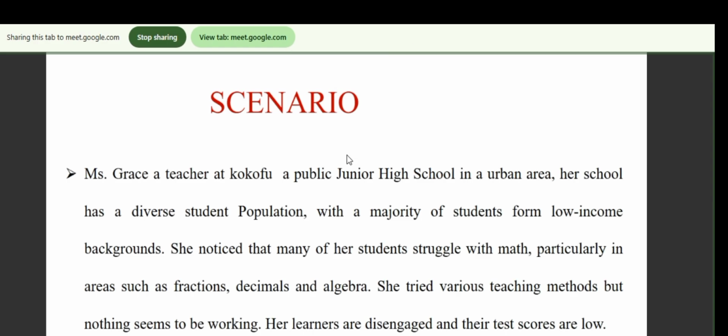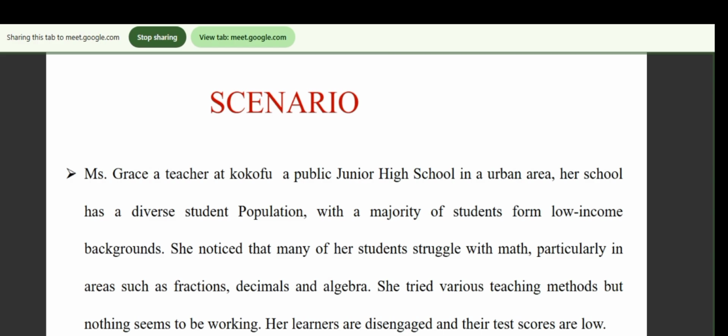So this is the scenario. Miss Grace, a teacher at Kokofu, a public junior high school in an urban area. Her school has a diverse student population with a majority of students from low income backgrounds. She noticed that many of her students struggle with math, particularly in areas such as fractions, decimals, and algebra.